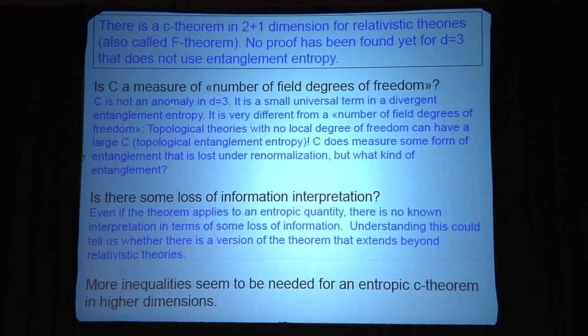Well, my final comments are somehow related to the usual ideas related to C theorems. One is that the C quantity measures the number of field degrees of freedom that are lost from the ultraviolet to the infrared when one traces out massive modes, let's say. But C is not an anomaly in 3 dimensions, it's just a small piece of a very large divergent entanglement entropy. And in fact, it's very different from the number of field degrees of freedom.